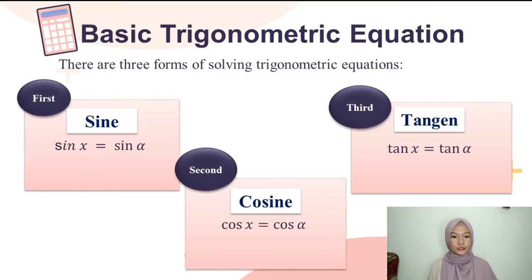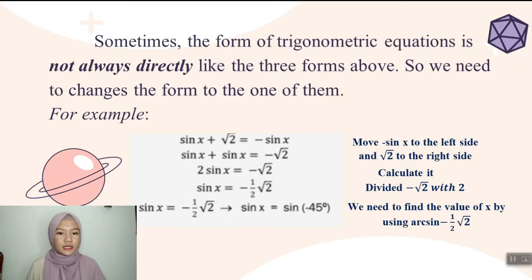Basic trigonometric equations. There are three forms of solving trigonometric equations: first sine, second cosine, and third tangent. For sine, sin x is equal to sin alpha. Second, cosine: cos x is equal to cos alpha. And tan x is equal to tan alpha. But sometimes, the form of a trigonometric equation is not always directly like the three forms above, so we need to change the form to one of them.